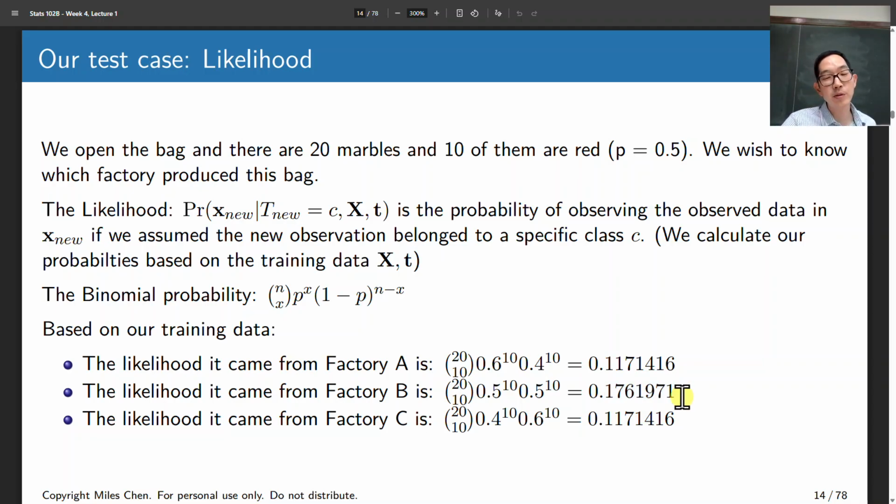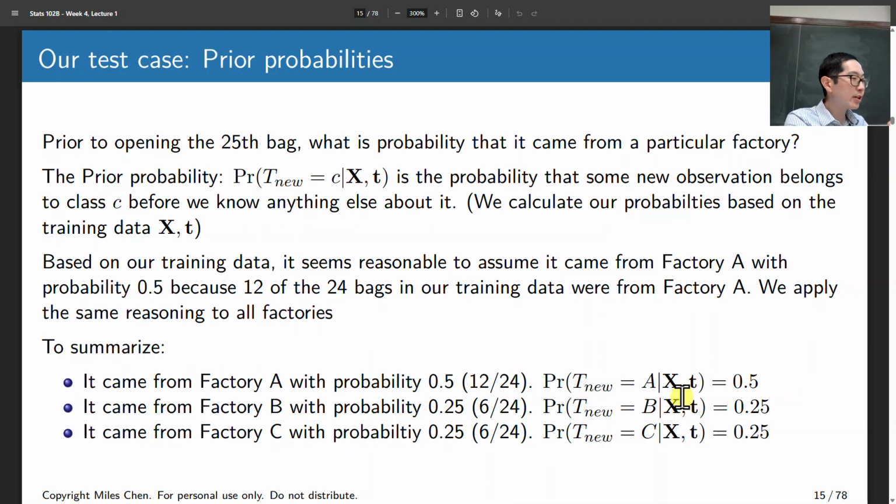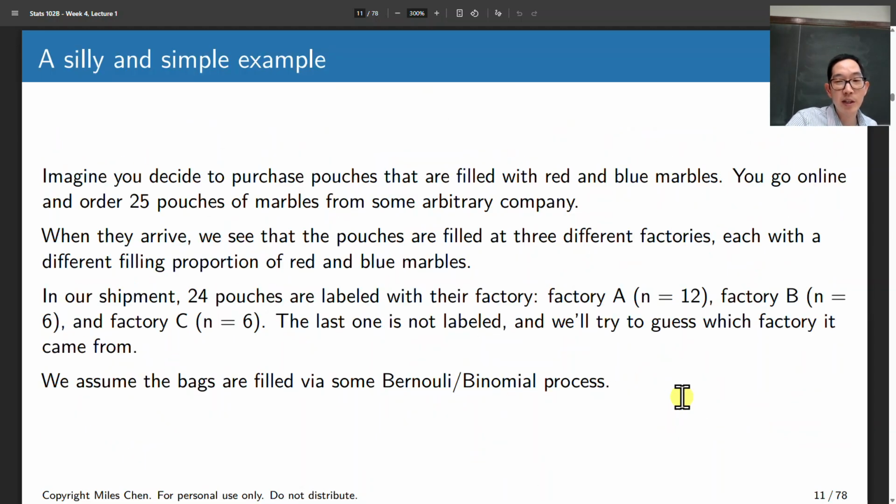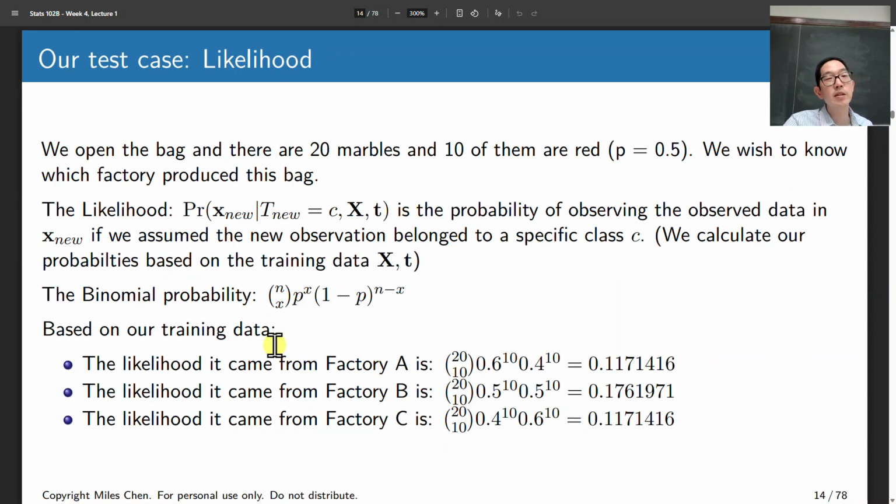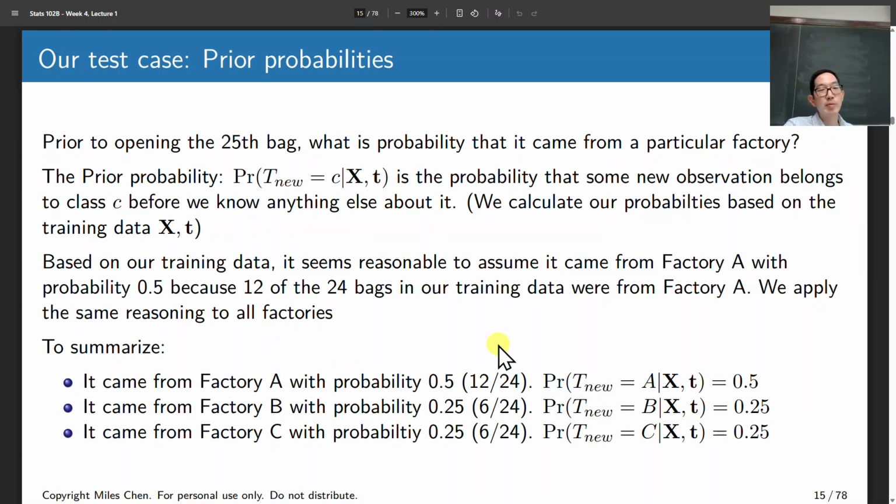But we want to factor in the prior probabilities. The prior probabilities showed us that when we first looked at our data, factory A was responsible for half of the bags, factory B was responsible for only a quarter, and factory C only for a quarter. So we want to bring that in with our prior probabilities.